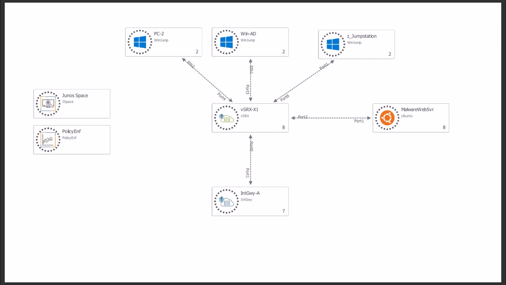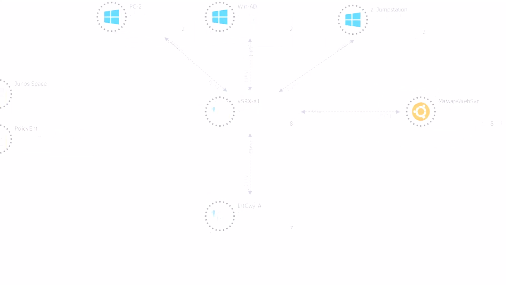Juniper's Policy Enforcer enforces security policies on endpoints and ensures they comply with corporate security standards. Pictured as well are several Windows workstations, each of which is connected to the VSRX. And finally, there is an Ubuntu server, which is acting as the malware download server.